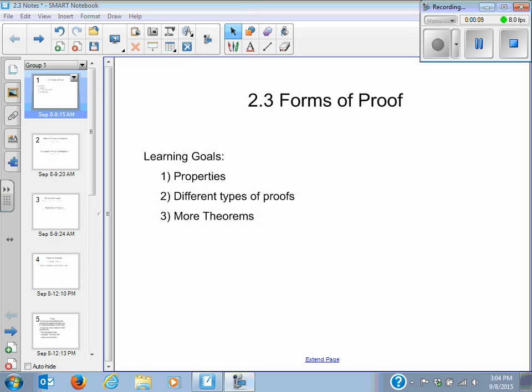So we're going to go over three forms of proof, and we're going to talk about different properties. She's actually been using these properties for a little while. We're going to go over different types of proofs. Hopefully, these are some things that kids always get scared about. We're going to make this not such a big deal, and then we're going to go over some more theorems.